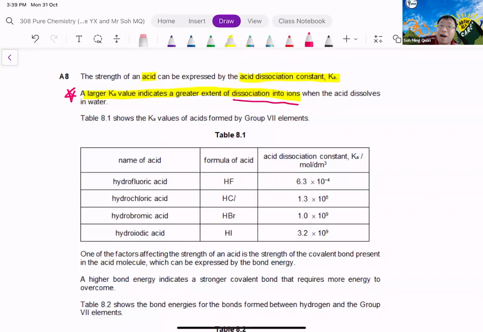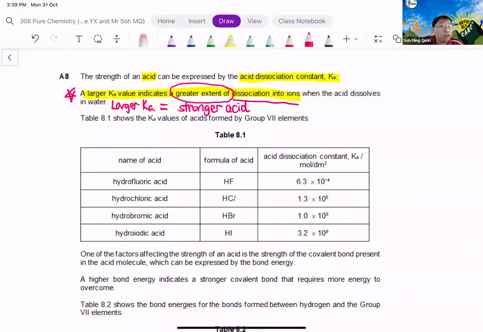Dissociation into ions is what acids do, right? The acid dissolves in water to produce H+ ions. If there's a greater extent, it means that it's a stronger acid. Greater extent of dissociation means it's a stronger acid, which means that larger Ka equals stronger acid. These are the notes you need to make during an exam if you want to succeed in this kind of question. Okay? So underline the chemical names and underline mathematical trends like these.